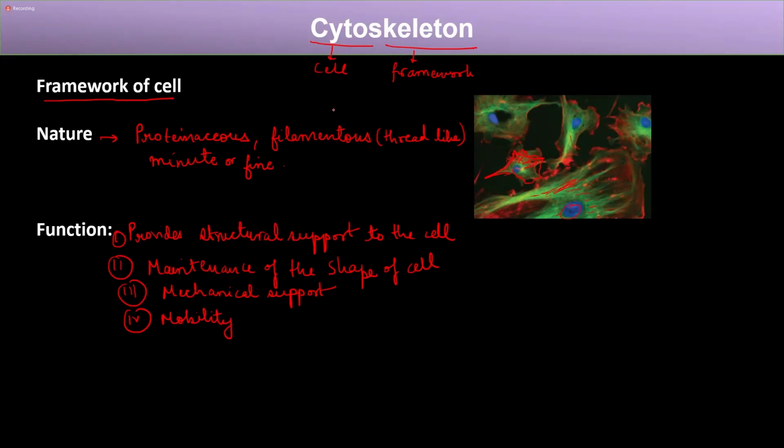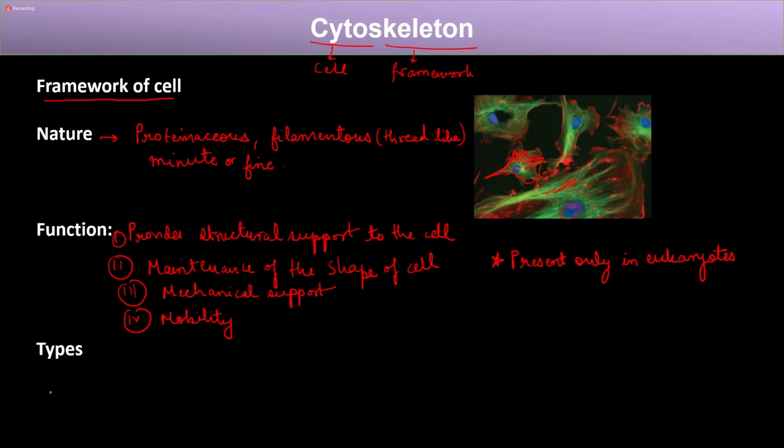One important thing about the cytoskeleton is that it is present only in eukaryotes. The cytoskeletons are present only in eukaryotes. So in prokaryotic cells, we have not studied anything about cytoskeleton, right? So these are present only in eukaryotes.